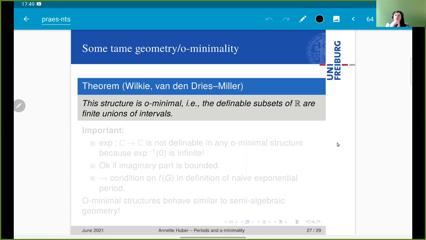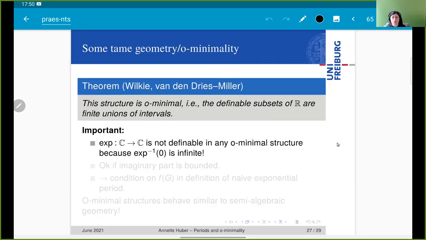Like, the intervals could be infinite. Yes. Right. When I'm saying infinite, I'm thinking of half open intervals like this, so going off to infinity, that's also allowed. Yes. But only finitely many of these things. You're also allowed to use single points. That's also fine. So this is due to Wilkie and then van den Dries and Miller. So you have to combine two big theorems.